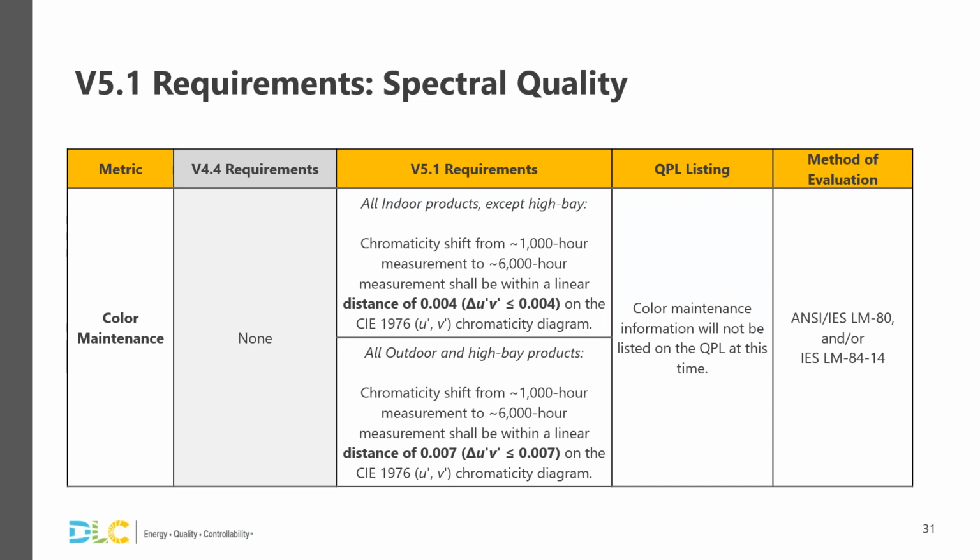All outdoor products and high bays have to have a color shift of less than 0.007 Duv between the 1,000 hour and 6,000 hour measurement points of a given LM80 test. Looking at the shift between 1,000 hours and 6,000 hours instead of 0 hours and 6,000 hours allows for the sources to undergo a common burn-in phase over the first 1,000 hours. That's all I have. Thank you.